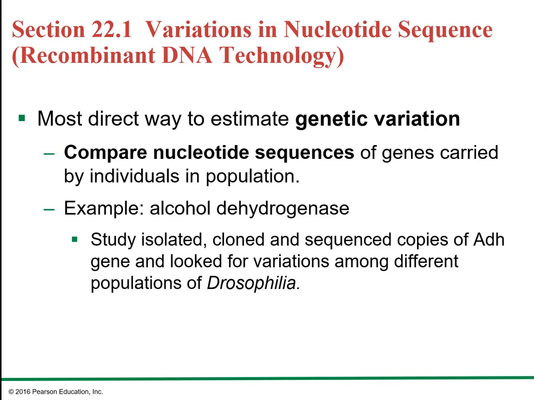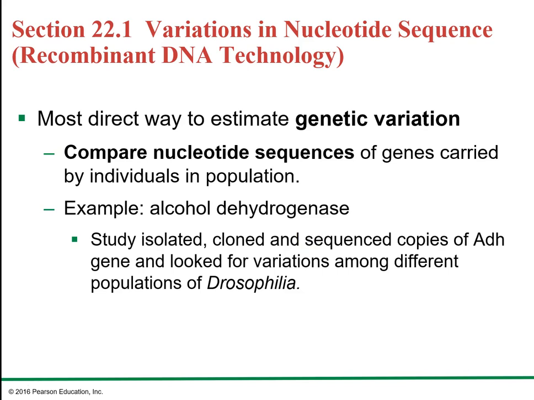Obviously, now we have many different types of DNA technologies that allow us to analyze alleles and genotypes within a population, okay? So we can directly look at nucleotide sequence, right? So here's one example. If you talk about individuals within a population and you look at the gene that's going to encode for an enzyme, alcohol dehydrogenase, okay?